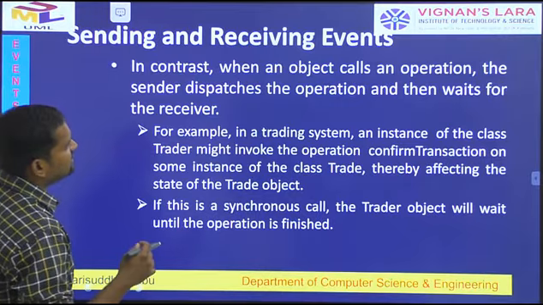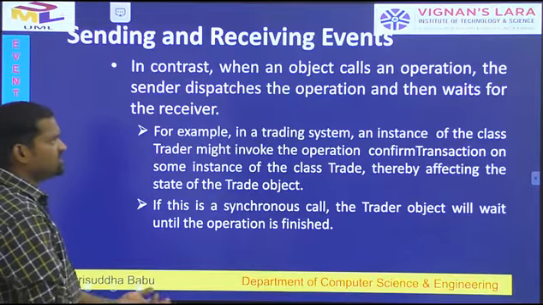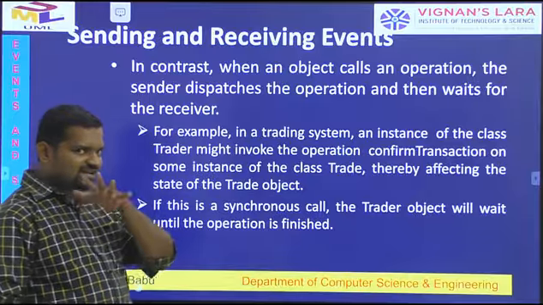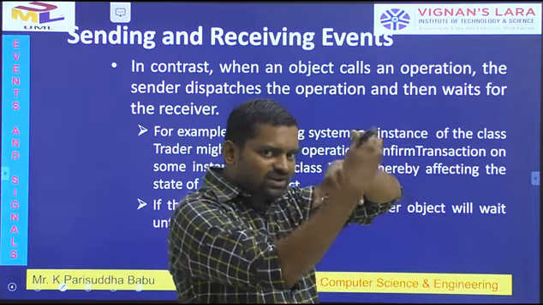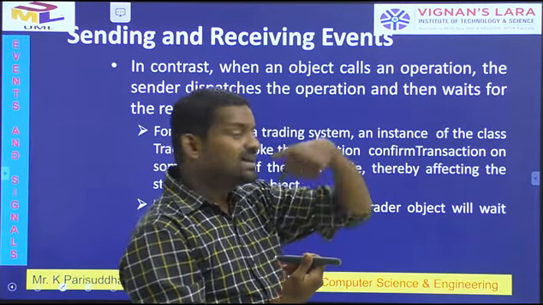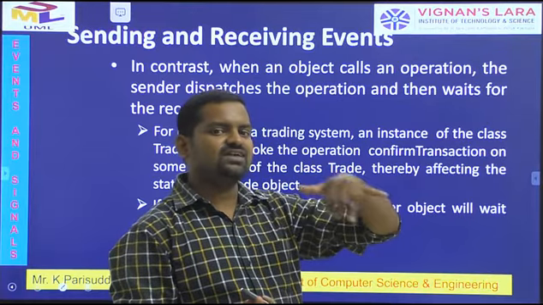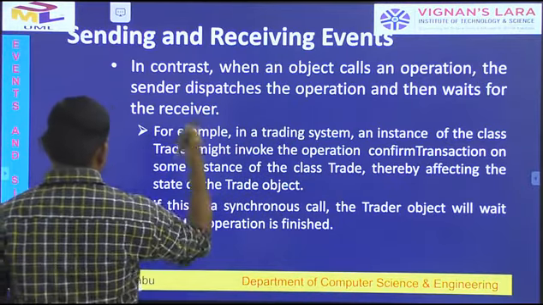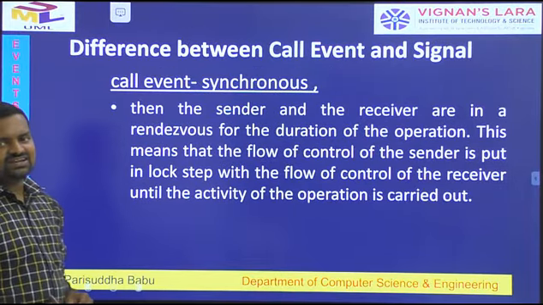In receiving event, when an object calls an operation, the sender dispatches the operation and then waits for the receiver. At the point of sending, the sender will not wait for a response, whereas if you want to receive the event, compulsorily when you send the information, you wait for the receiving. That is the difference between sending and receiving. Okay. And next, differences between the call event and signal event.